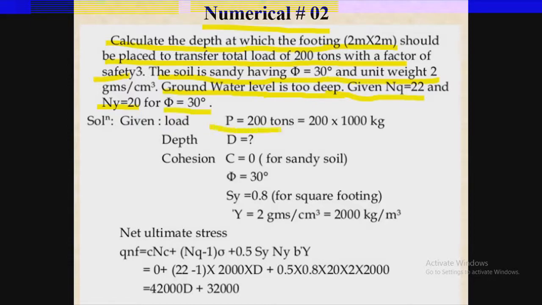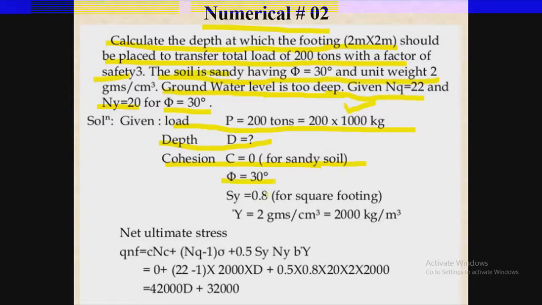So the load coming on the square footing is 200 tons. In kg it will be multiplied by 1000, because 1 ton is equal to 1000 kg. The depth of footing is required. Cohesion is 0 because our soil is sandy soil. Over here it is mentioned that the soil is sandy. Phi is 30 degree.